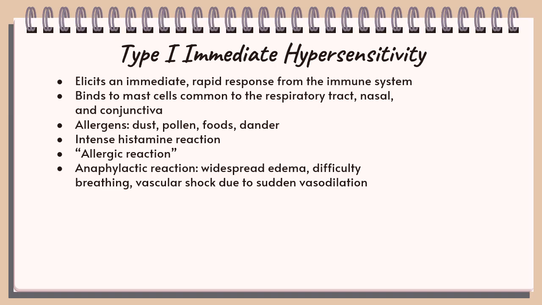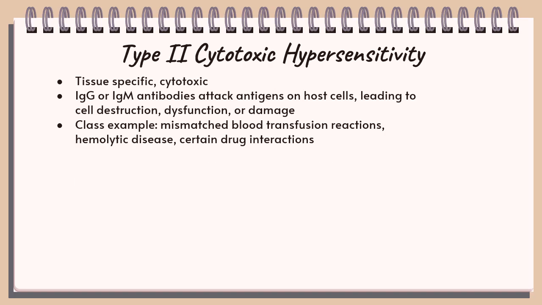Moving on. Type 2, that's your cytotoxic hypersensitivity. This is very tissue-specific cytotoxic. IgG or IgM antibodies attack antigen on host cells, leading to cell destruction, dysfunction, or damage. These are your blood transfusion reactions, hemolytic disease, and certain drug reactions.